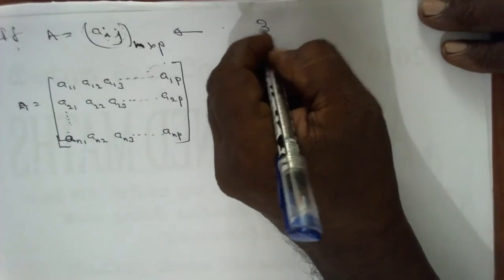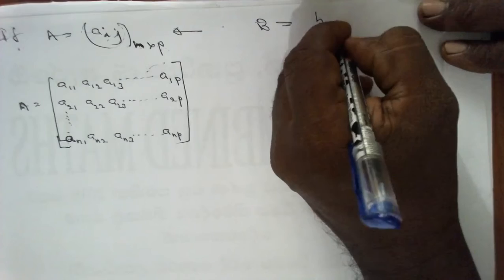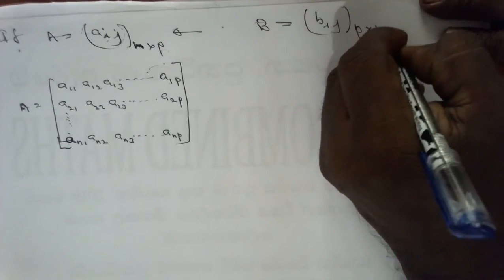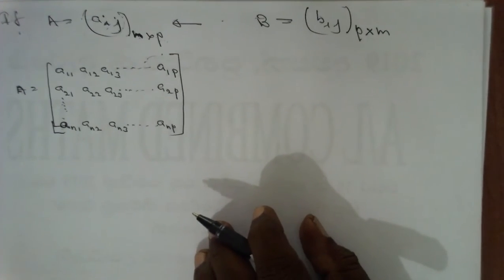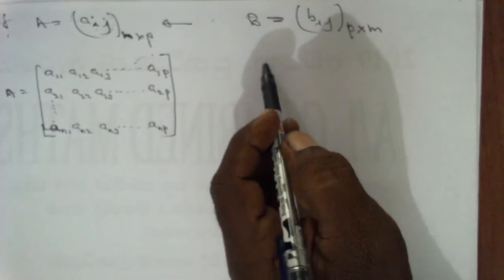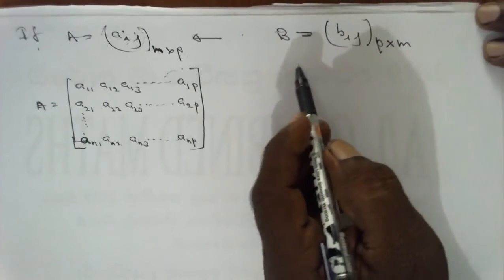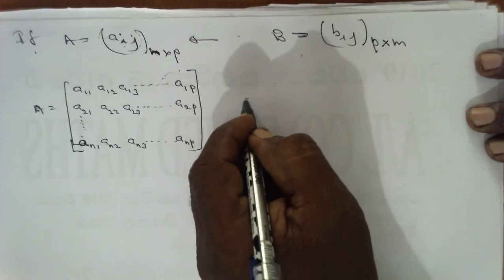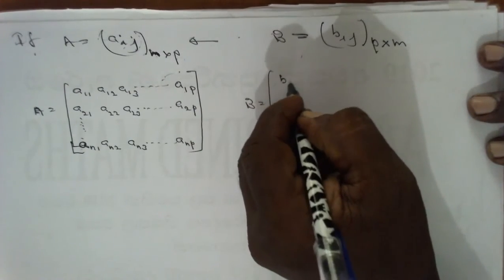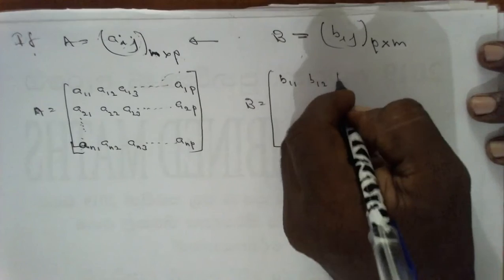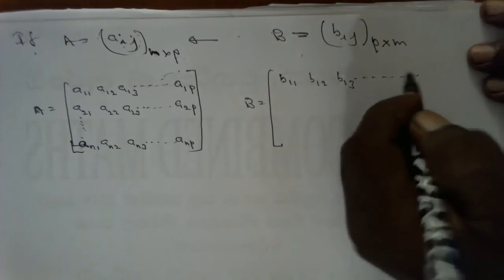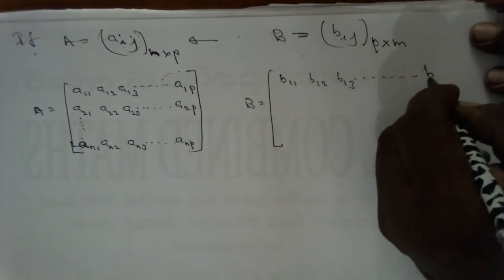Then if you take B as Bij, it is P by M. How do you denote this matrix in short form, in short notation? Then B is like this: B equals B11, B12, B13. Then put a line of dots, and the last element is B.